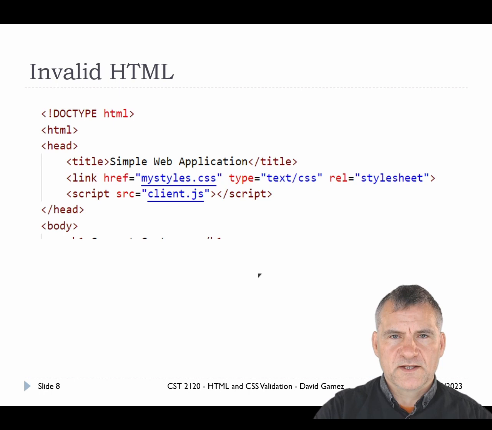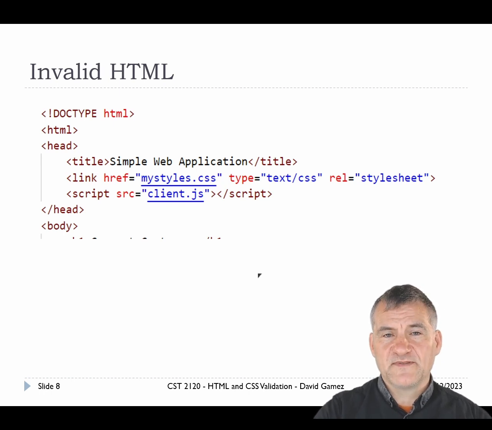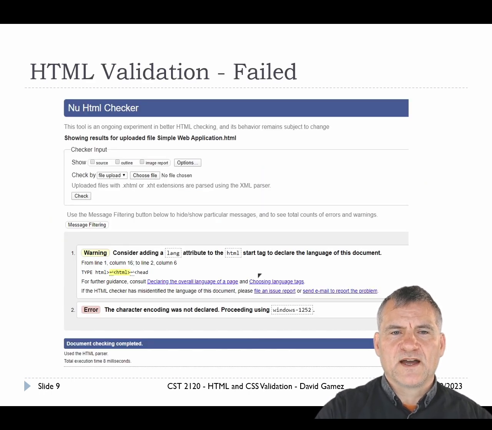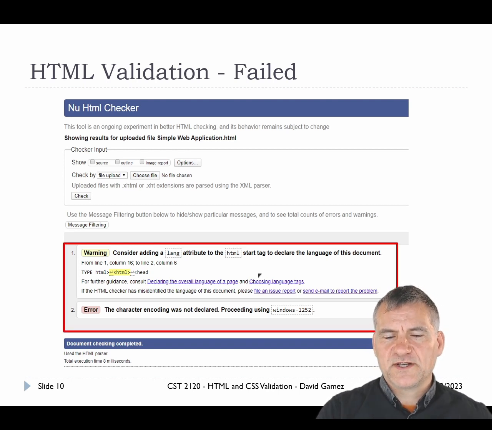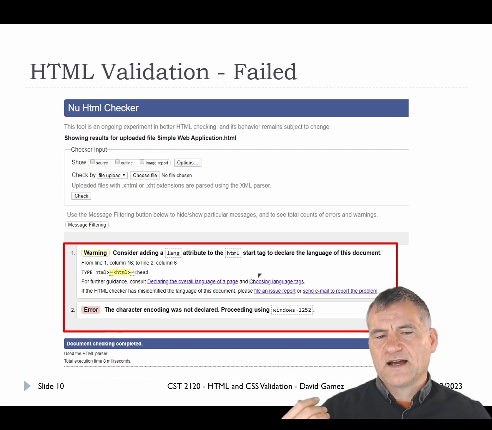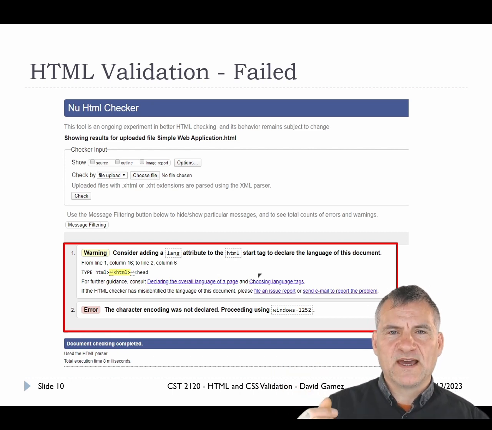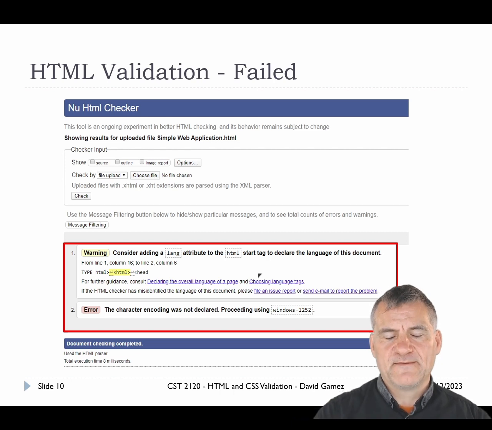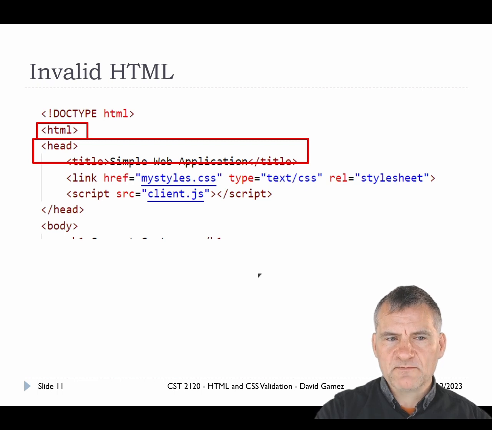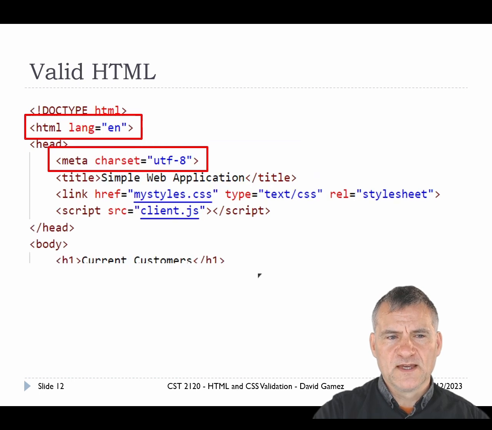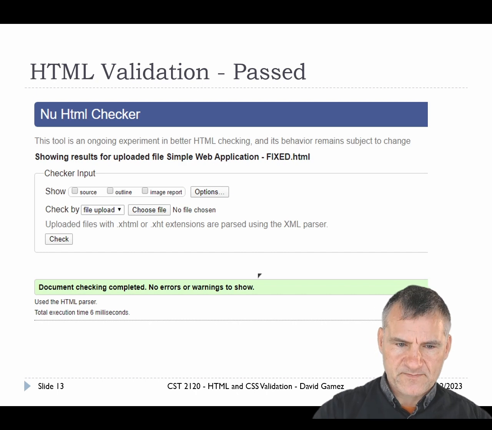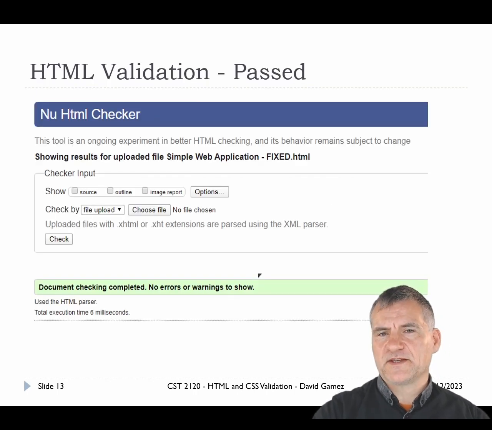To show you all this working, I've created an example of invalid HTML here. If I upload this to the validation service, it'll give us an error message, a warning in this case. Warnings are things that should be there, and errors are things that must be there. So in this case, I've got a warning and an error. You should fix both. The problem was I hadn't put the right extra tags in about the language and character encoding. If I put those in my valid HTML example and upload it again, it tells me that it's all worked.